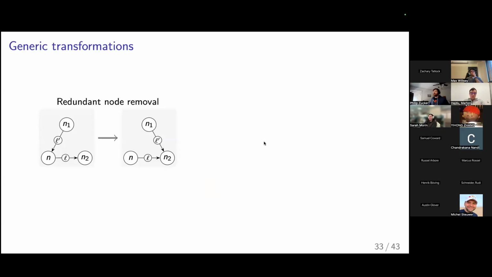And here's a quick look at the transformations. So we have some generic transformations. One of them is called redundant node removal. And this is used as follows. So if we have a node n1 and we go to some node n and then to an n2, and if we realize that we always move through this path, so when we go from n1 to n, then we always take this path and go to n2, then we don't have to go to n, and we can just replace this path with this path and go from n1 to n2 directly. And I will show you an example later.